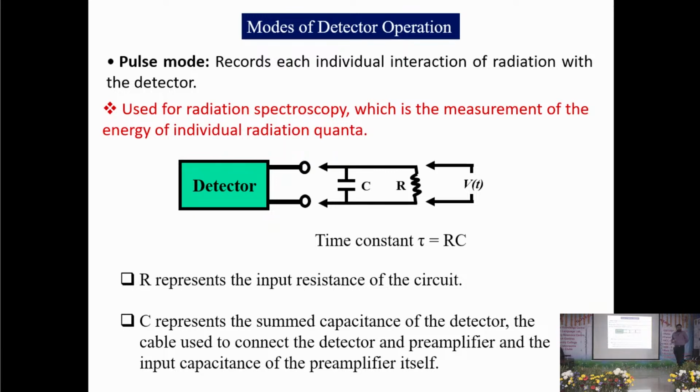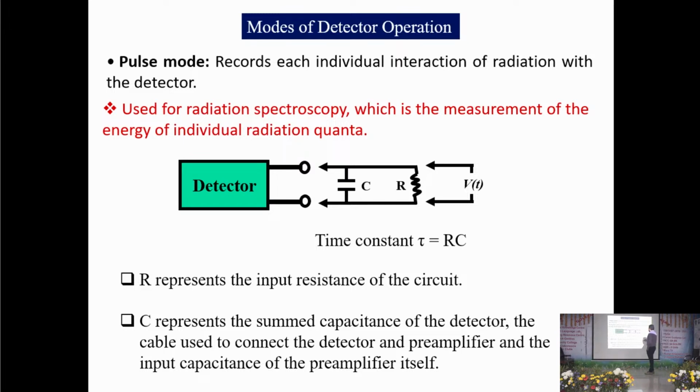But pulse mode is important when you are interested in doing some spectroscopy, let us say when you are using the sodium iodide detector in the other practical. This pulse mode records each individual interaction of the radiation with the detector, so it is used for radiation spectroscopy. When you are interested in spectroscopy, that means, for example if it is a gamma ray, you are interested in identifying which energy gamma ray you are detecting. That helps you identify the source, which is the measurement of the energy of individual radiation quanta.